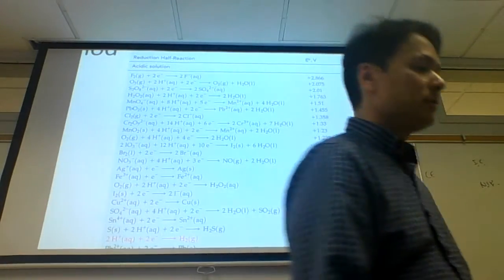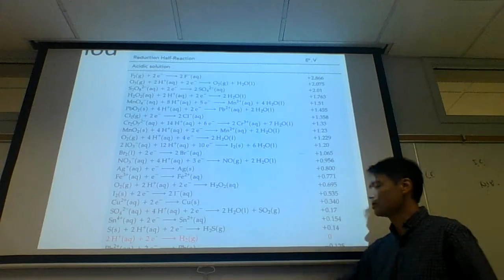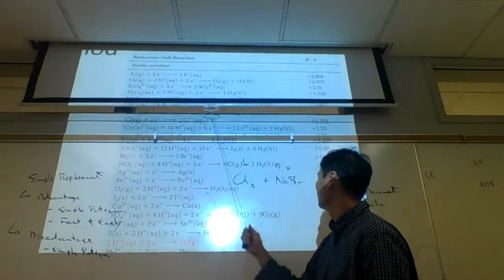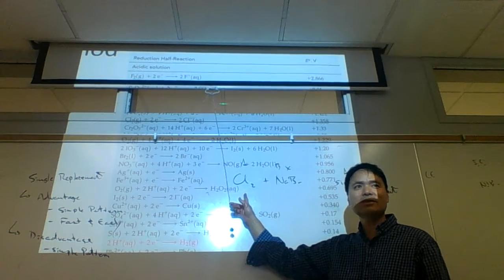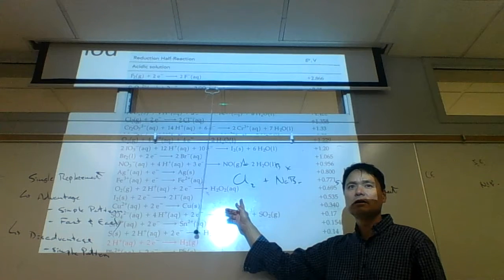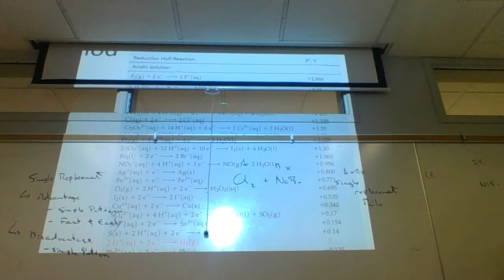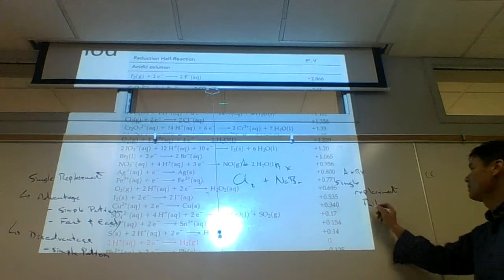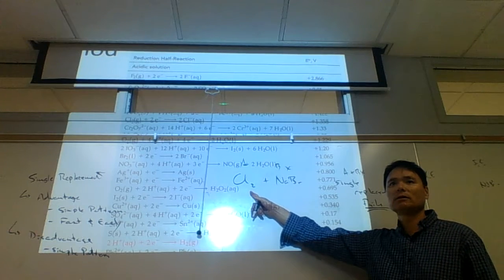All right, so we need to familiarize ourselves with oxidizers and reducers. When I come over here and I call chlorine a reducer, does that make any sense to you at all? Chlorine's one of the most powerful oxidizers on our chart, and therefore the single replacement method fails, because A is supposed to be a reducer.